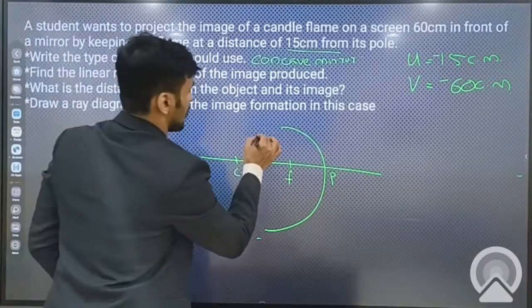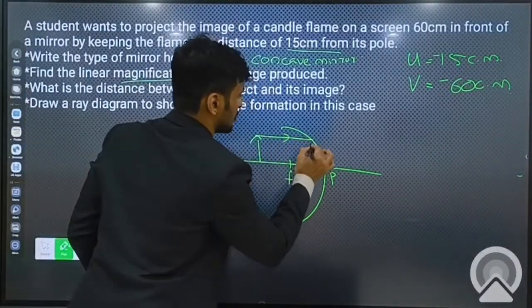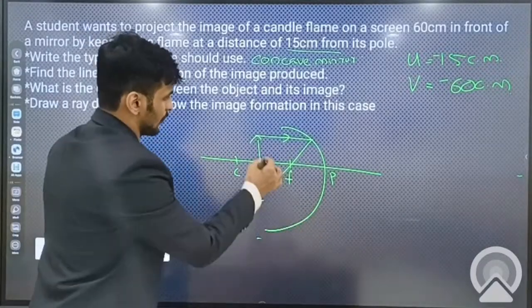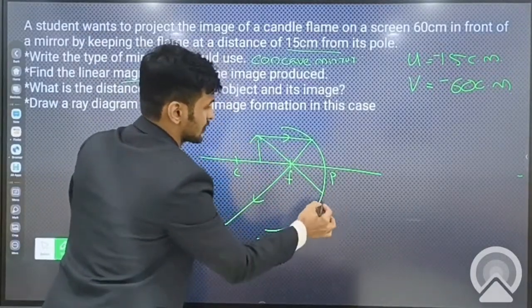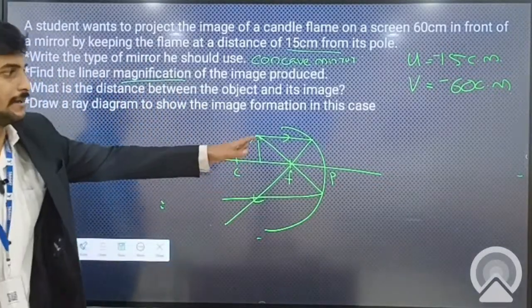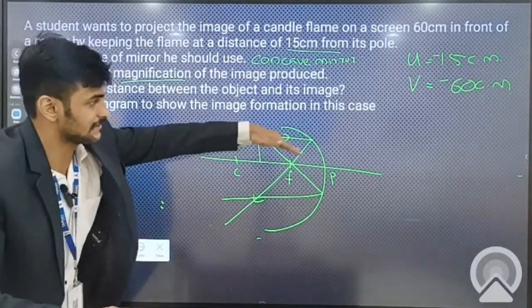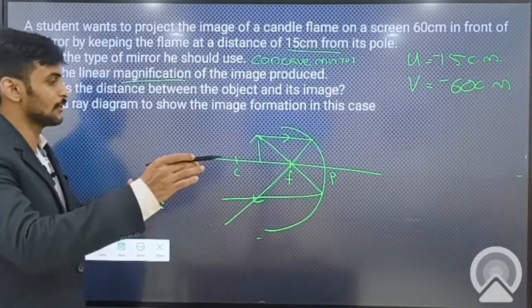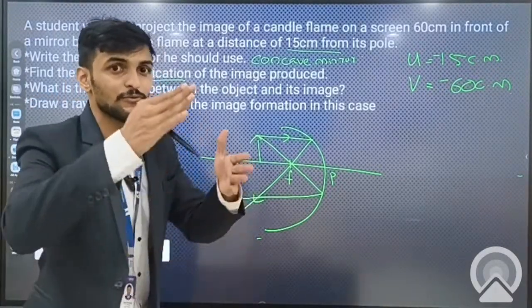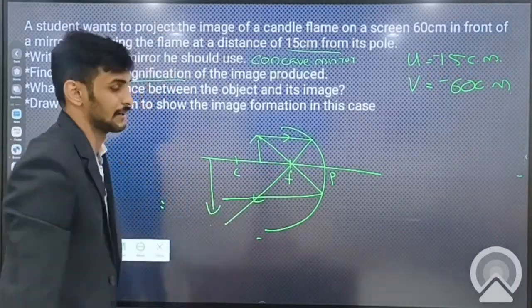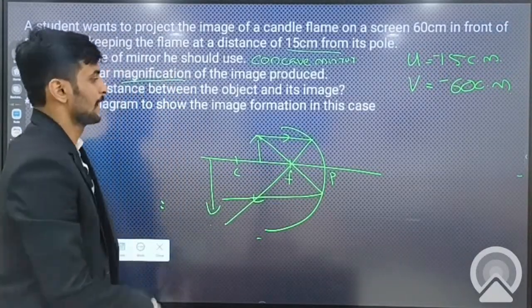Clear? So I am going to complete the diagram. I can use any one rule, so I am using a ray parallel to the principal axis and passing through the focus. My drawing here is somewhat curvy, which is why the image is here. If you draw with correct measurements, using a scale and protractor, you will get the image exactly here. Clear?